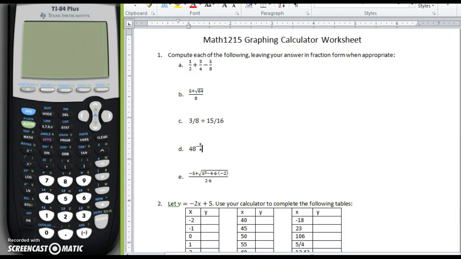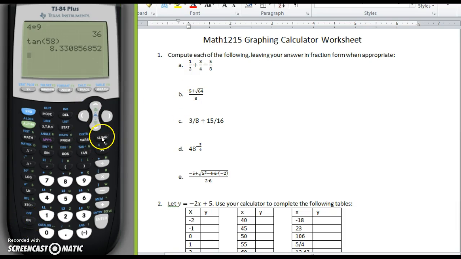So let's start with problem 1a. In problem 1a, you see we're just adding some fractions, 1/2 plus 3/4 minus 5/8. To do that, we can just enter that right in the calculator. Let me clear this first. So 1/2, we would do 1 divided by 2, and then plus 3 divided by 4, and then minus 5 divided by 8. If we hit enter, it will perform those calculations. The order of operations will be fine because it'll do the divisions before the addition and subtraction.